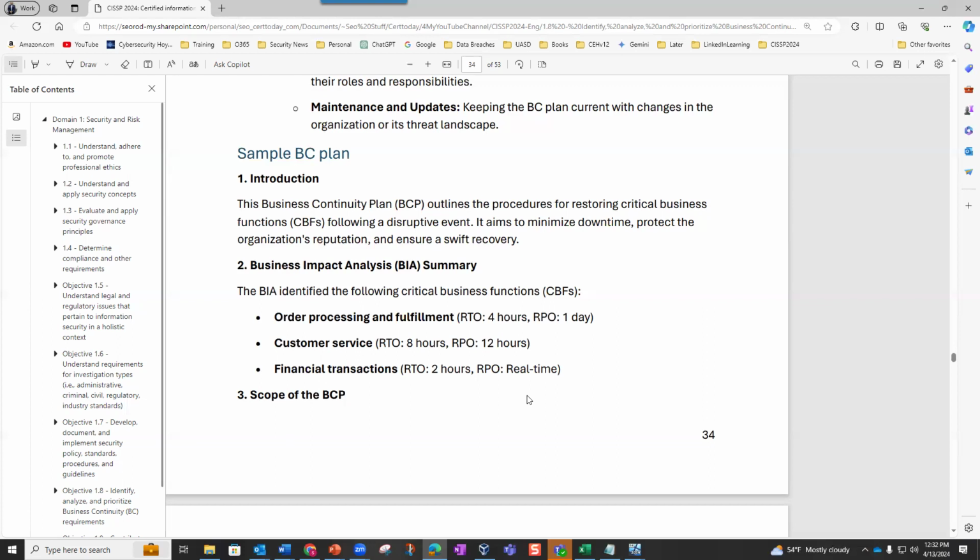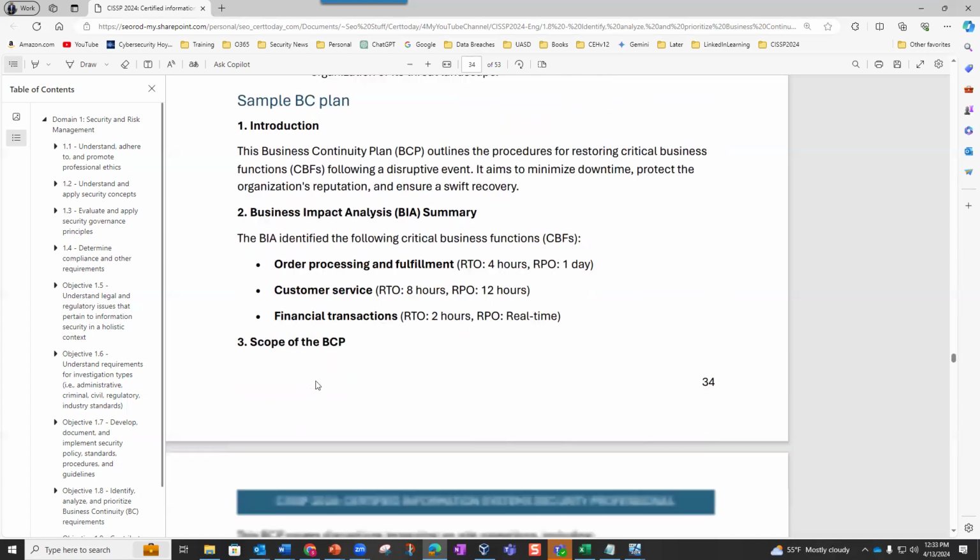Point number 2, business impact analysis or BIA summary. The BIA identified the following critical business functions or CBFs. So before you do this, you need to have a BIA, which we will see in a minute. The function, for example, order processing and fulfillment, RTO 4 hours, and the RPO is 1 day. Customer service, RTO 8 hours, RPO 12 hours. Financial transactions, the RTO is 2 hours, the RPO is real time. So obviously it depends on the company.